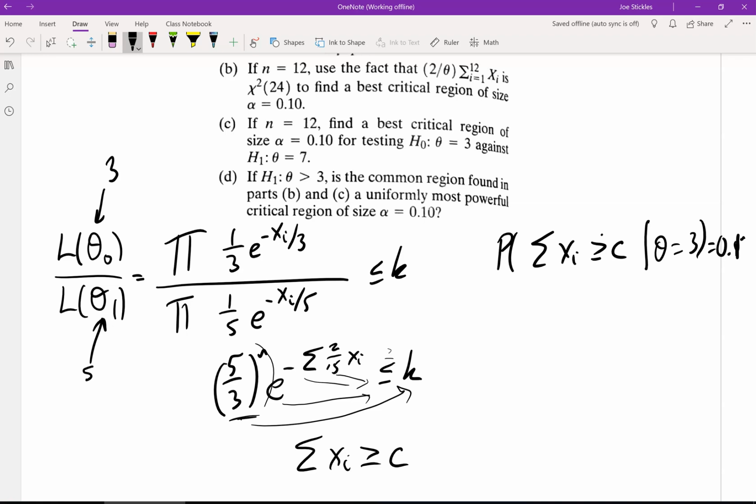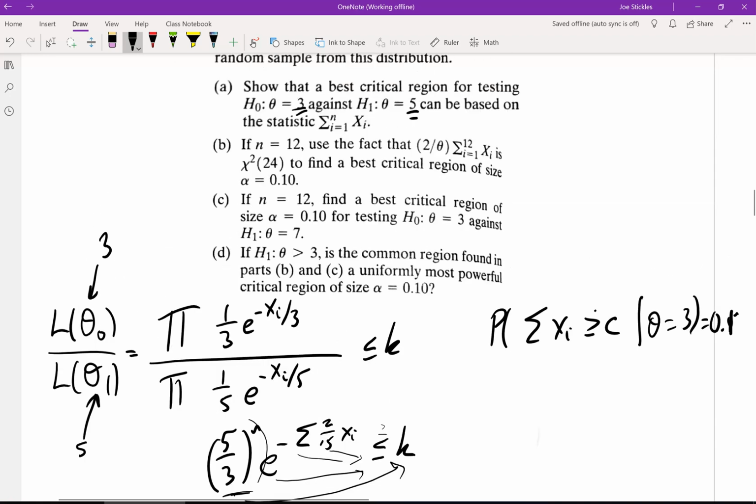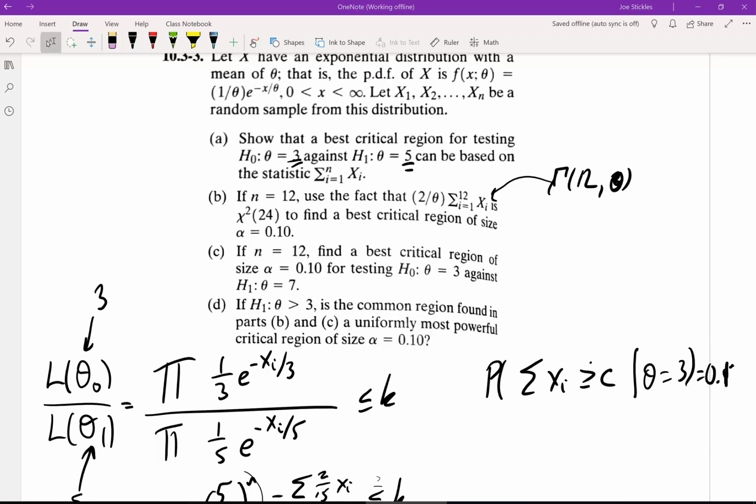Okay, so they say use the fact that if we put a 2 over theta out in front, I get a chi-squared of 24. Well, why is that in this case? Why do I get a chi-squared of 24 if I put a 2 over theta out in front? Let's think about this for a second. It's chi-squared of 24. I just want to show you how we can get at that derivation.